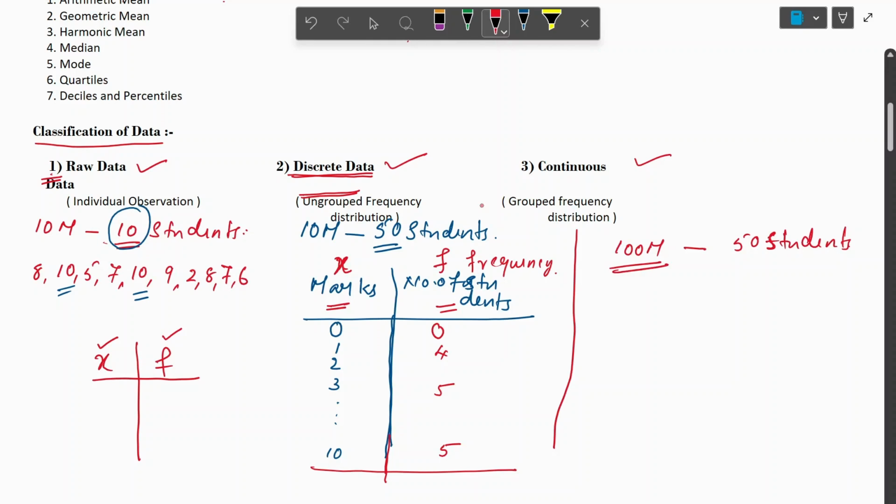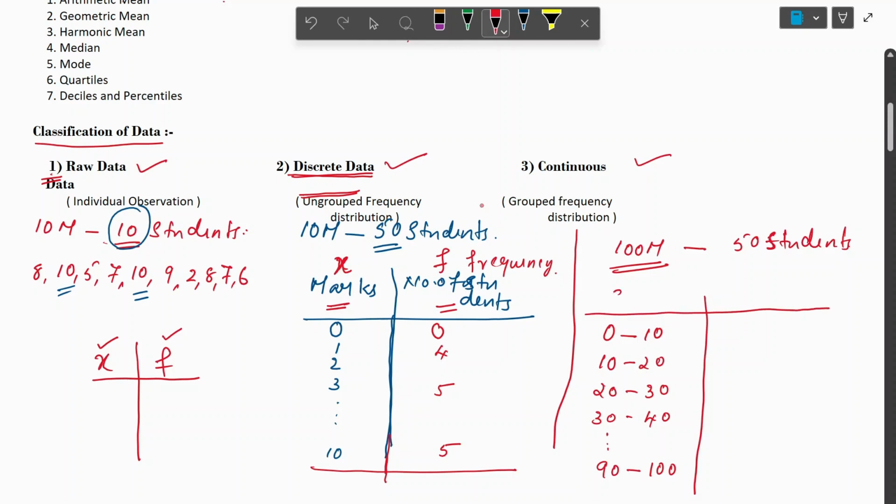That means the teacher is going to group it this way: 0 to 10 marks is the first interval, the second interval 10 to 20, 20 to 30, 30 to 40. It continues like this way. The last one will come as 90 to 100. That means this is the first column, marks only, but grouped in such a way that it is called a class interval. Now here, the same thing, the number of students is represented by your frequency f.